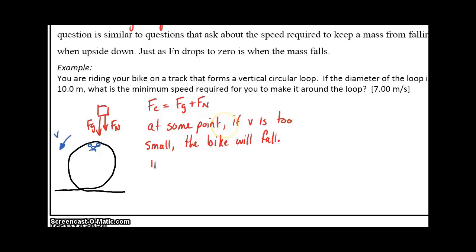In other words, Fn will go to 0. If there's 0 normal force on that cyclist at that point, that means the cyclist is not in contact with the track, which means the cyclist will fall. So we'll have, therefore, Fc equal to Fg plus 0, or Fc equals Fg.